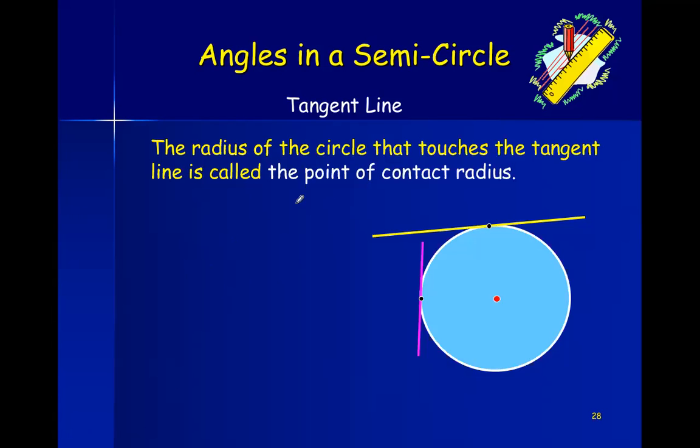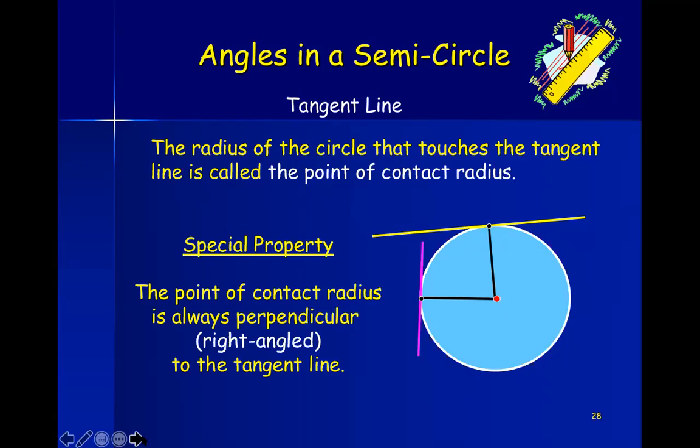Okay, so now the radius of the circle that touches the tangent line is called the point of contact radius. So if I was to go from the center to the point where I've got my tangent making contact with the circle, we call it the point of contact radius. And this has got a property. When you put a point of contact, so here we can put 2 points of contact, this point of contact is always perpendicular. That means it cuts that line at a right angle.